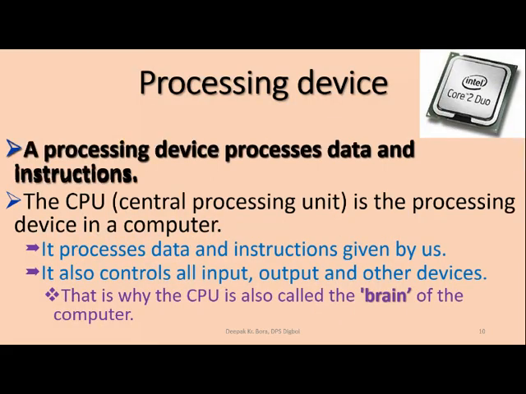Processing device. A processing device processes data and instructions. The CPU, Central Processing Unit, is the processing device in a computer. It processes data and instructions given by us. It also controls all input, output, and other devices. That is why the CPU is also called the brain of the computer.